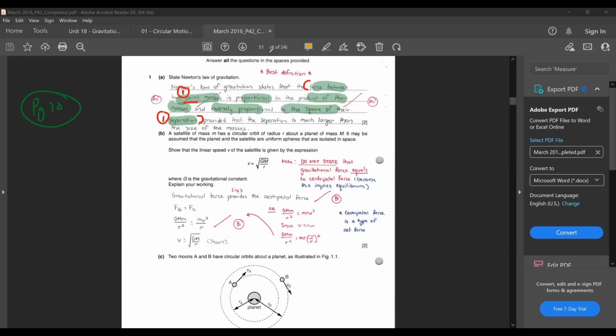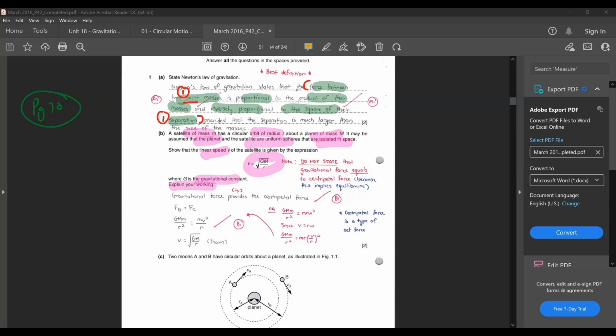B says that you have a satellite of mass small m that has a circular orbit of radius r about a planet of mass big M. It may be assumed that the planet and the satellite are uniform spheres that are isolated in space. Show that the linear speed v of the satellite is given by this expression over here, where G is the gravitational constant. Explain your working.